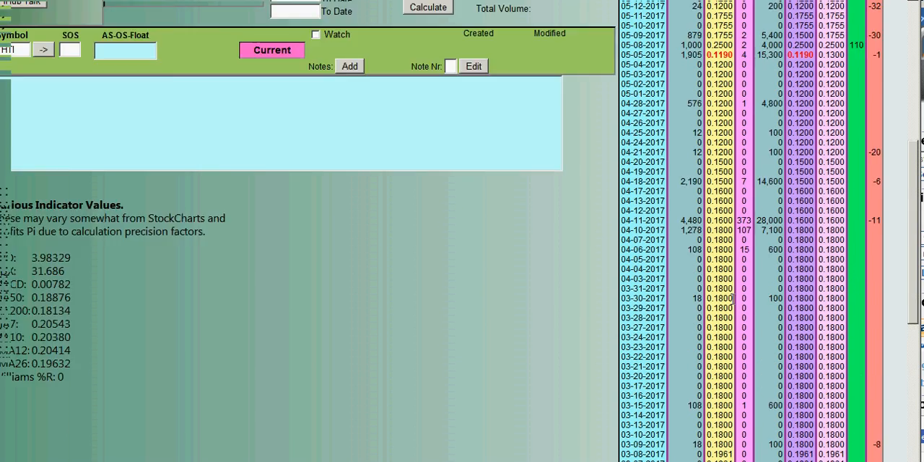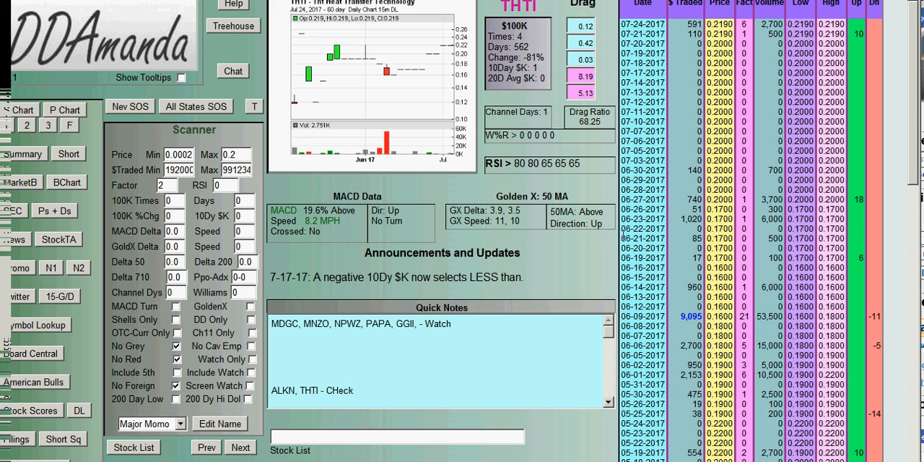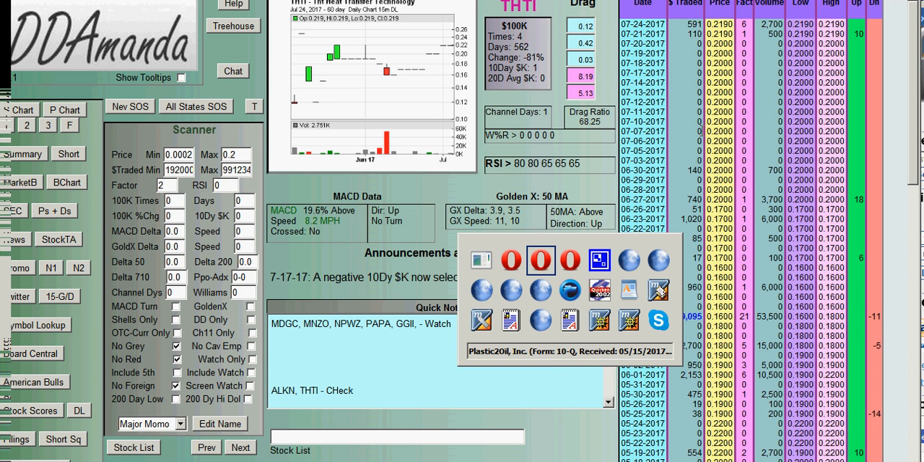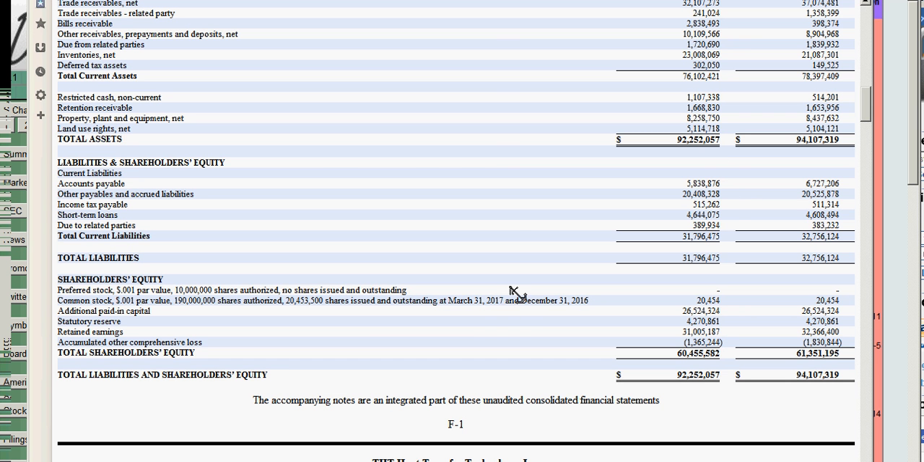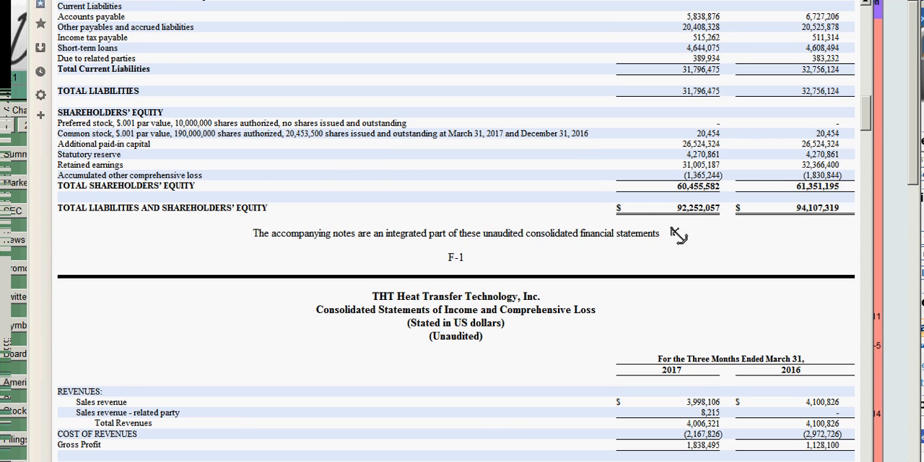So here you've got a company with a book value of $3 a share trading at 21 cents. Go figure, right? Okay, let's get back to the 10Q. So you've got your assets, your liabilities, your shareholders' equity. This company has a lot of equity for its shareholders. Why they're trading at 21 cents is who knows.